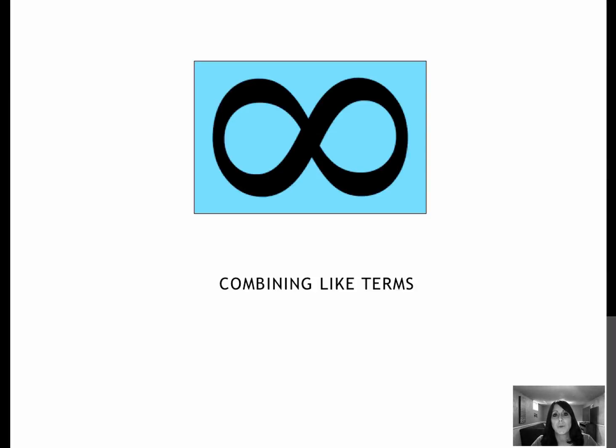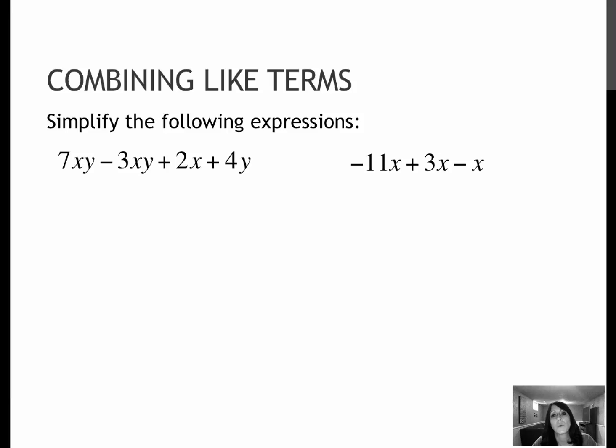Now that we have reviewed what like terms are and some of the properties associated with addition and multiplication, we're going to focus on how to combine like terms. When we combine like terms, we are combining the coefficients in front of the variables.